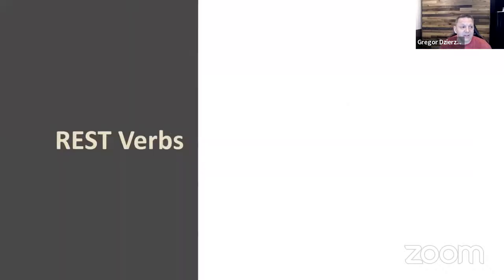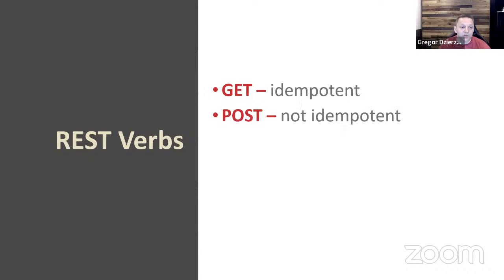And if we take a look at the different verbs, get is idempotent because I can make a request call. I don't actually change anything on the server. All I'm doing is returning something. So a get method should never make a change to the server. So that's idempotent. A post is when I'm inserting something. That's not idempotent. The whole idea is I'm adding a new record. And so I'm updating the server.